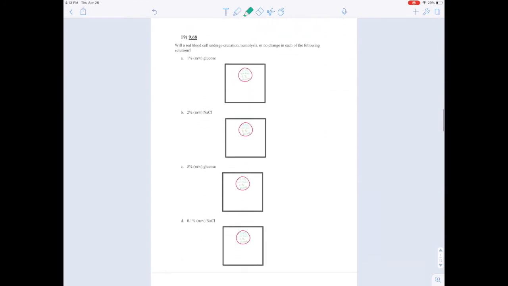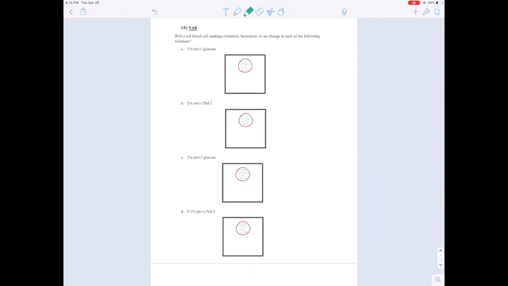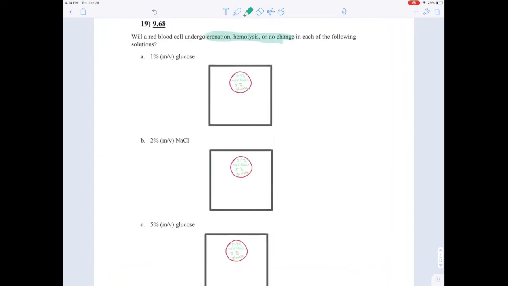Now question 19 is asking pretty much the same thing, except instead of asking you to describe the solution as hypotonic, hypertonic, or isotonic, they're asking you what the response of the red blood cell is: crenation, hemolysis, or no change. But the way you analyze it is the same.